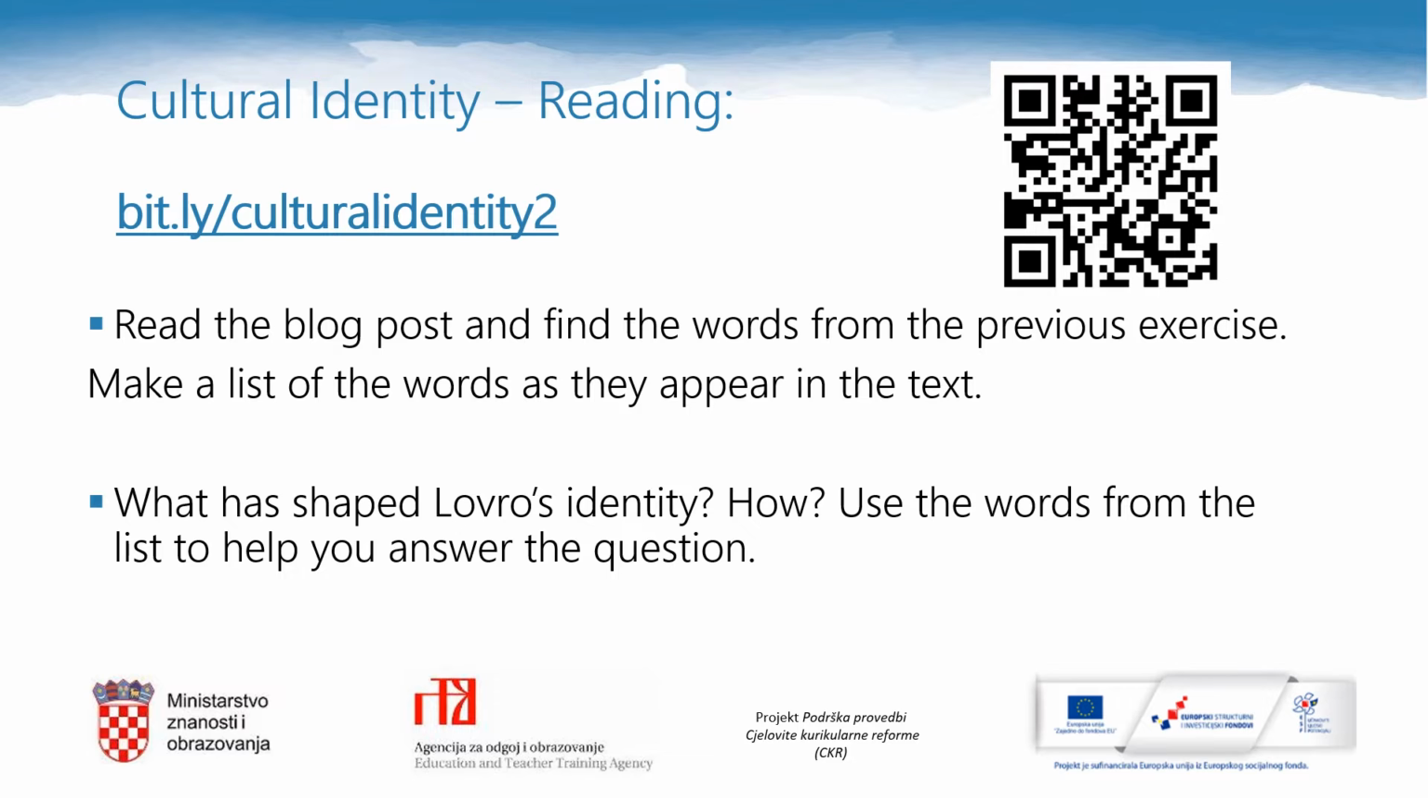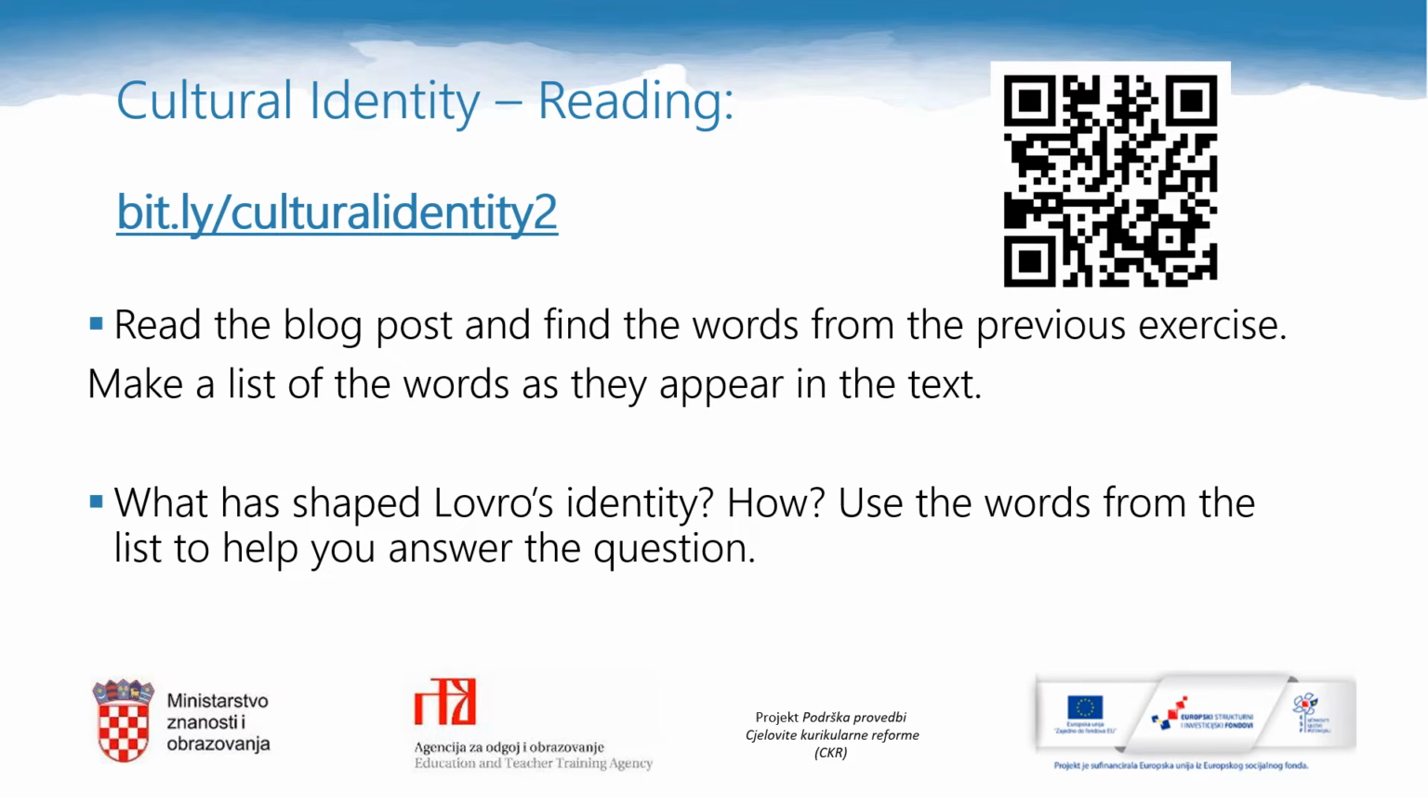Let's read. The text for reading can be accessed if you copy the link bit.ly cultural identity 2, or you can scan the code that you can see in the top right-hand corner. When you scan the code or copy the link into your browser, you will find the text to read. It's a blog post. Read it and find the words from the previous exercise. When you are reading the text, please underline the words that you recognize from the previous exercise. Then make a list of the words as they appear in the text. Copy them into a notebook.